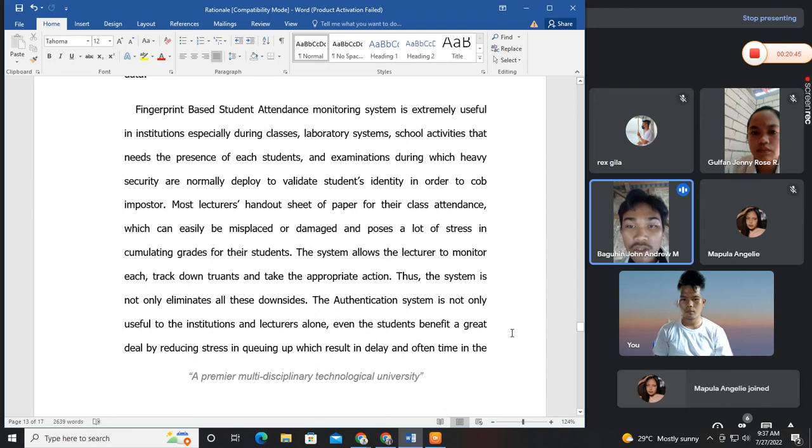The system allows the lecturer to monitor each student, track down truants, and take the appropriate action. Thus, the system eliminates all these downsides. The authentication system is not only useful to the institution and lecturers alone. Even the students benefit a great deal by reducing stress in chasing and phoning up, which results in delay and often loss of time in the damage of the attendance sheet.